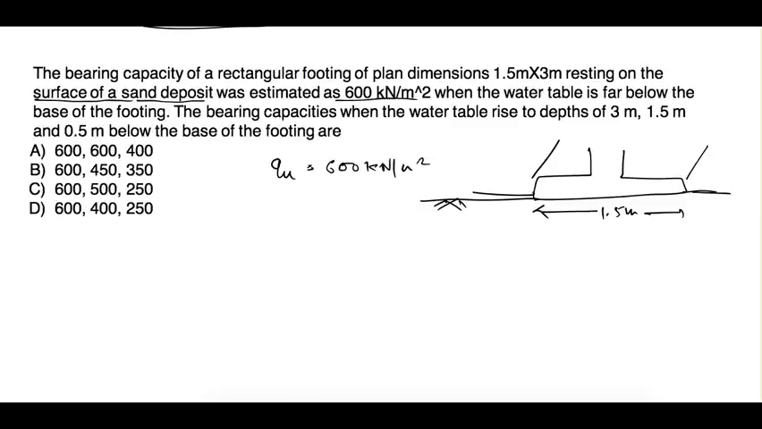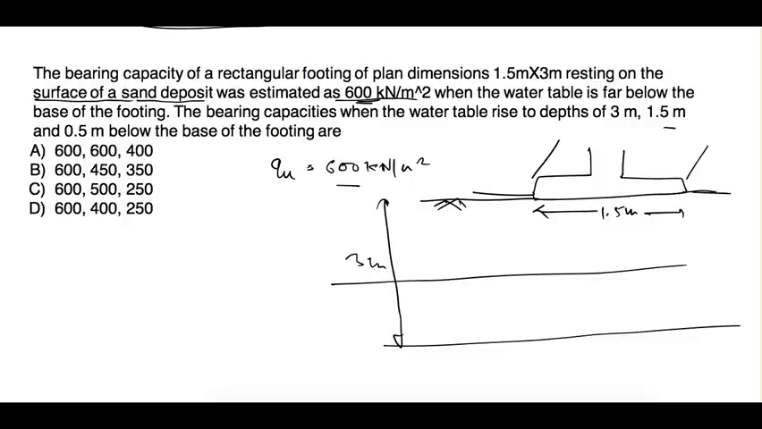What else is given? When the water table is far below the base of the footing, this bearing capacity is there. The bearing capacity when the water table rises to depths of 3 meter, 1.5 meter and 0.5 meter. So three depths are given, 3 meter, then 1.5 meter, and then 0.5 meter, and we have to find out the bearing capacity.